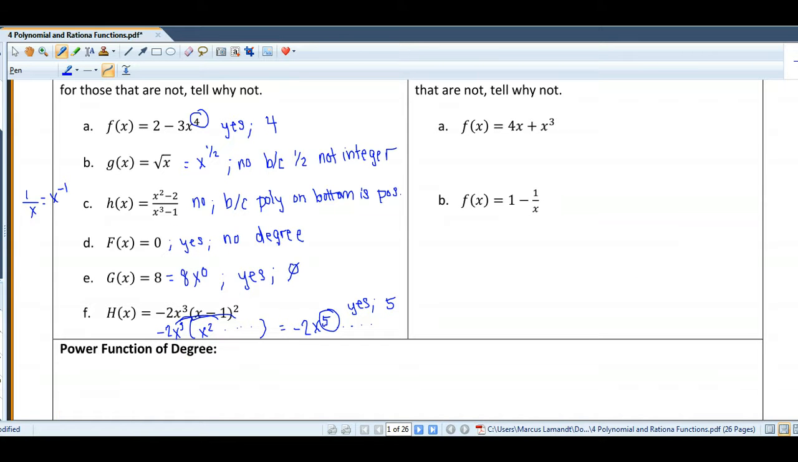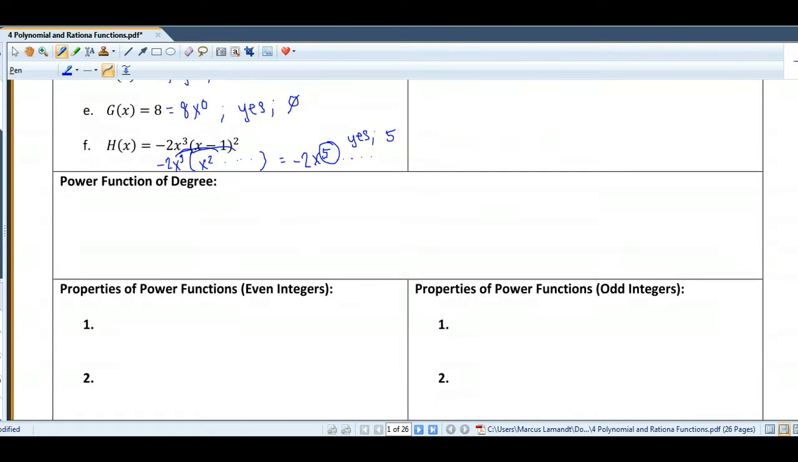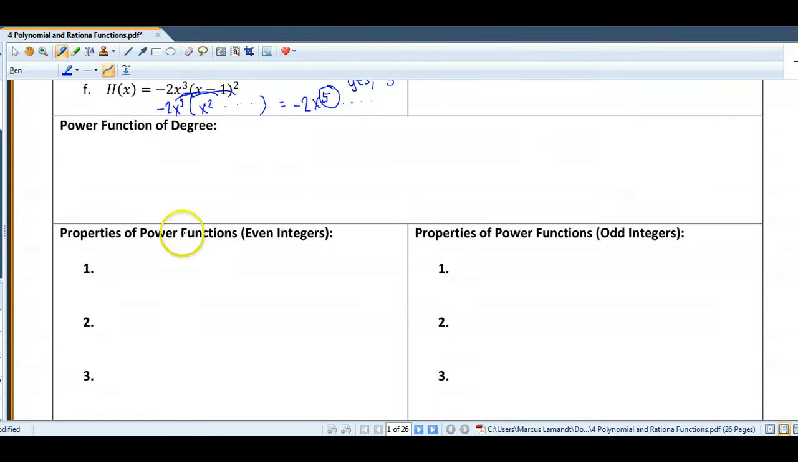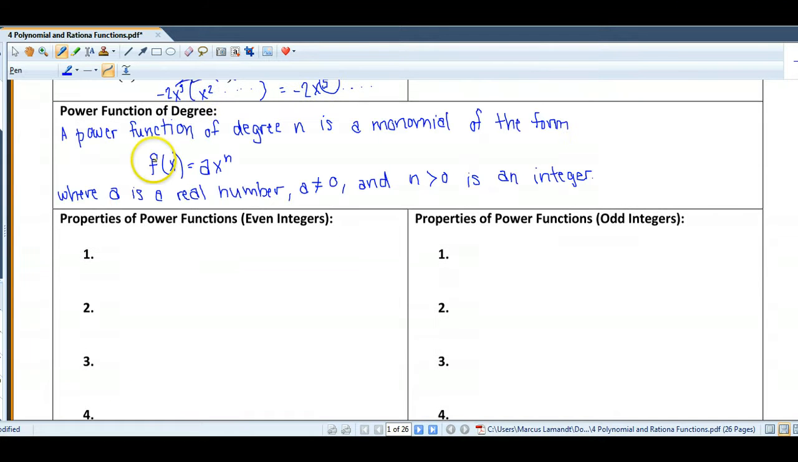Alright. Power function of degree n. A power function of degree n is a monomial of the form f of x equals ax to the n power, where a is a real number not equal to 0, and n is positive and it's an integer. Okay? So, let me write out some examples. Change colors here.